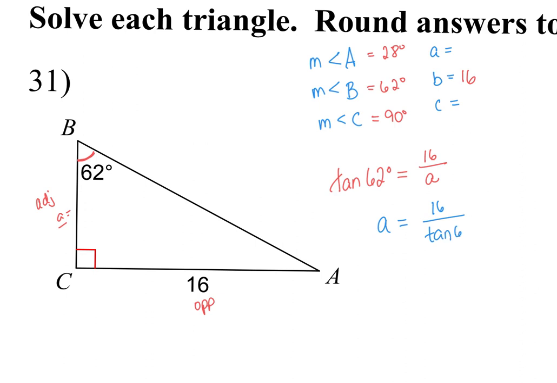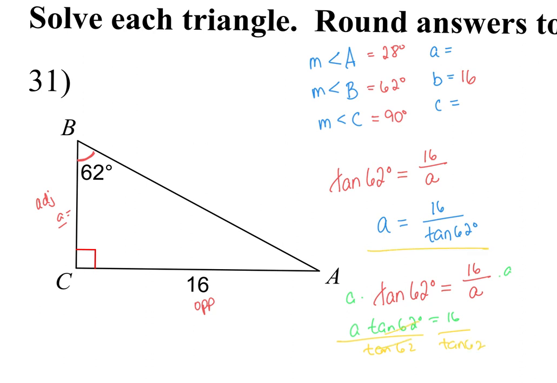It will always work out that way. If you don't remember that, look at just the process. We're going to look at the algebra process here. I could reciprocate both sides, or I could multiply by A. And I have A tangent of 62 equals 16, and then I could divide by the tangent of 62. And you can see that A will equal 16 divided by the tangent of 62.